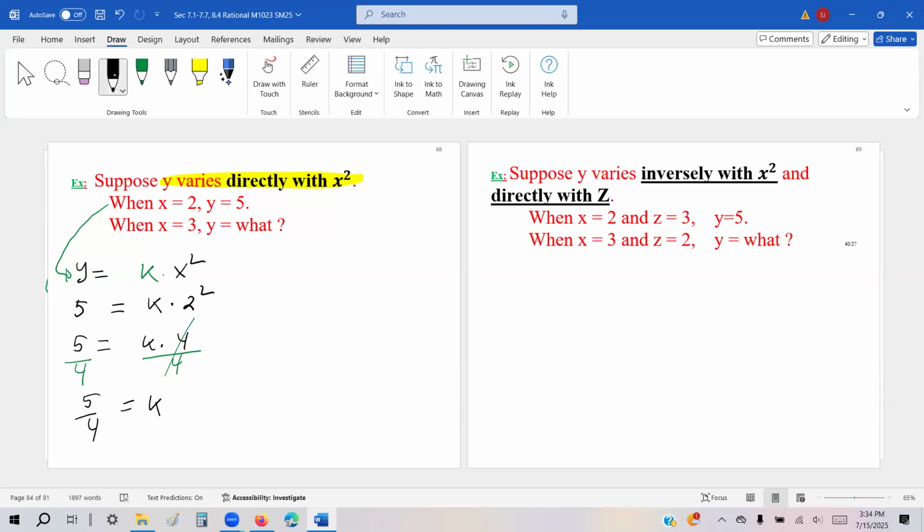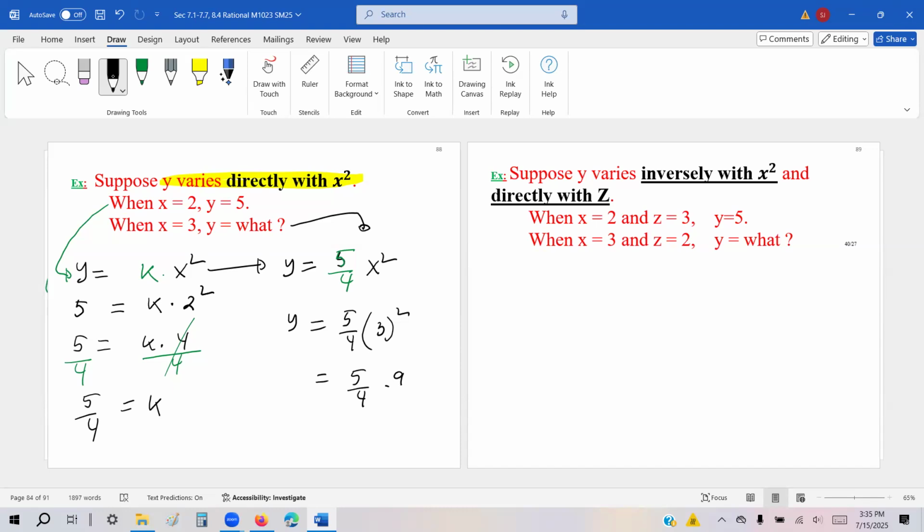Once we know our k, we can rewrite this by replacing that k, because we know what k is. So this becomes y equals 5/4 x squared. And now we need the second piece of information to get the y. Y is 5/4 times 3 squared. So it's 5/4 times 9.